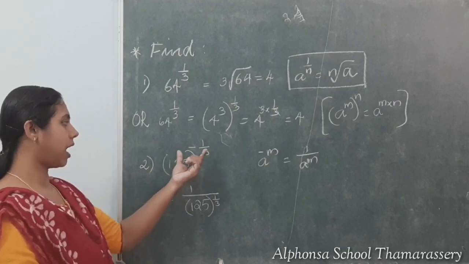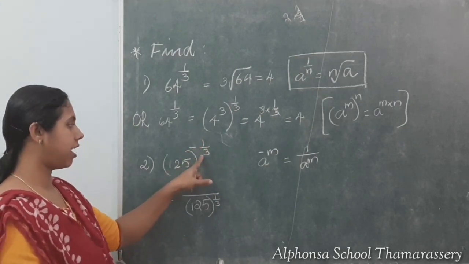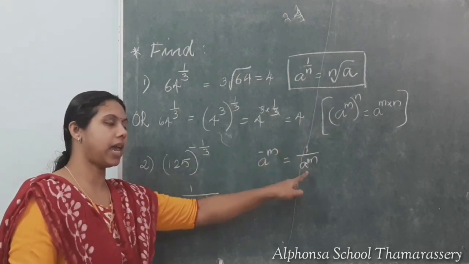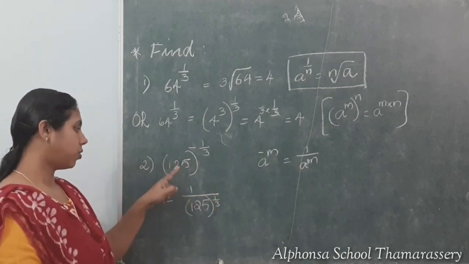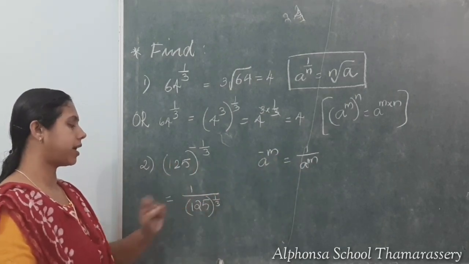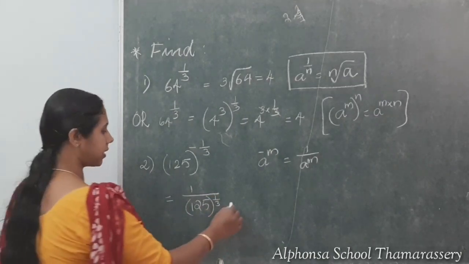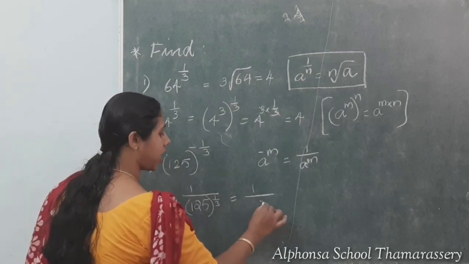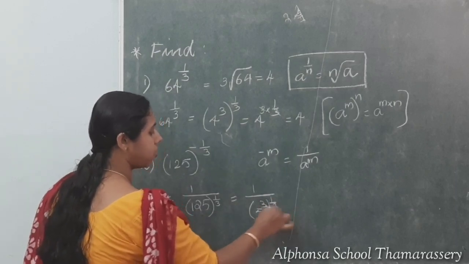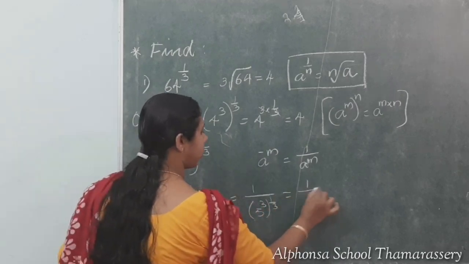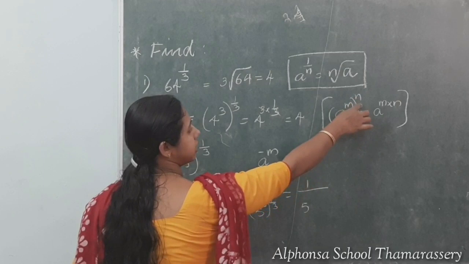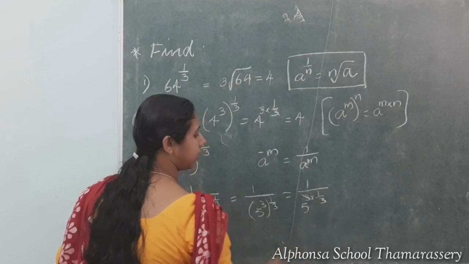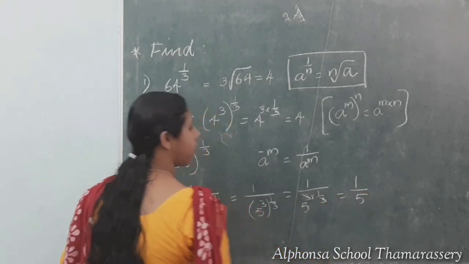Now this is in the form of a raised to minus m. Here the value of m is equal to 1 by 3. A raised to minus m, we can write as 1 by a raised to m. So it will be equal to 1 by 125 whole raised to 1 by 3, which is equal to 1 by, 125 we can write as 5 cube. 5 cube whole raised to 1 by 3, using a raised to m whole raised to n is equal to a raised to m into n, 3 into 1 by 3, 3 and 3 cancel, the answer is 1 by 5.